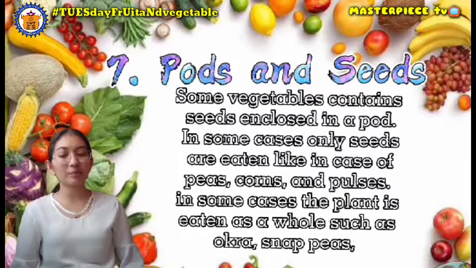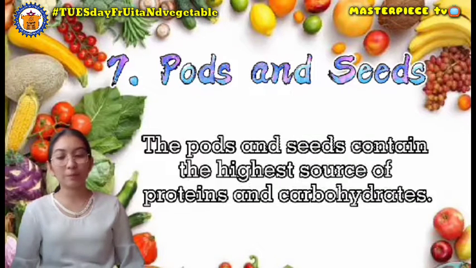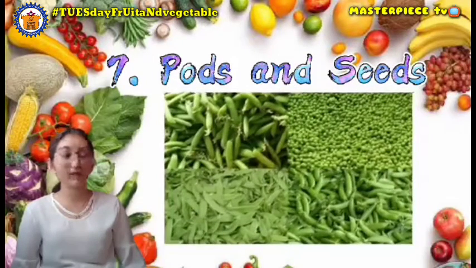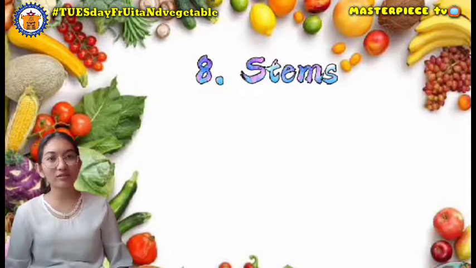In some cases, the plant is eaten as a whole, such as okra, snap peas, and French beans. The pods and seeds contain the highest source of proteins and carbohydrates. For example, green peas, okra, snap peas, and pulses. The second to the last category will be stems.